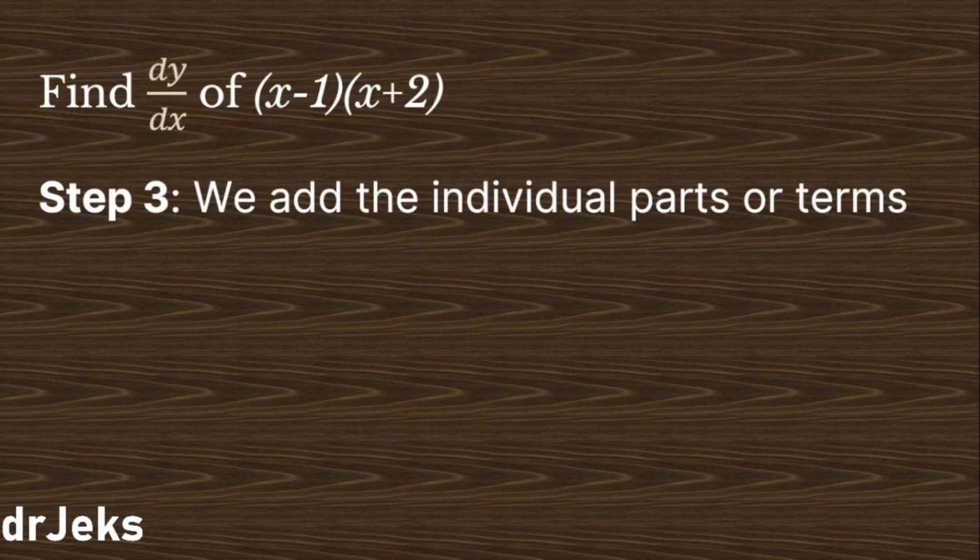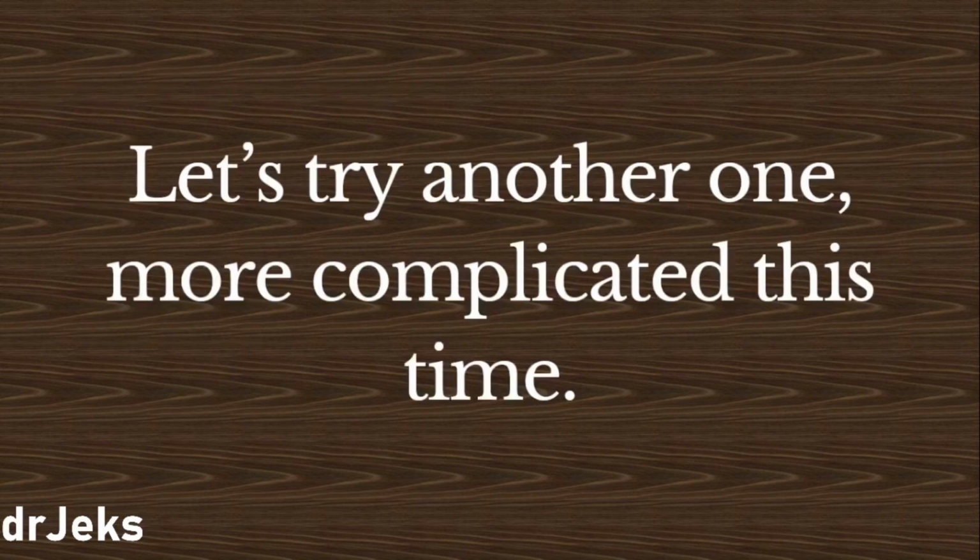So (x minus 1)(x plus 2), we expanded, then we differentiated each term individually. Now we need to add up all the individual parts. To add up the individual parts is very simple. It will give us 2x plus 1 and then plus 0, which we can just leave. So our final answer is going to be 2x plus 1.